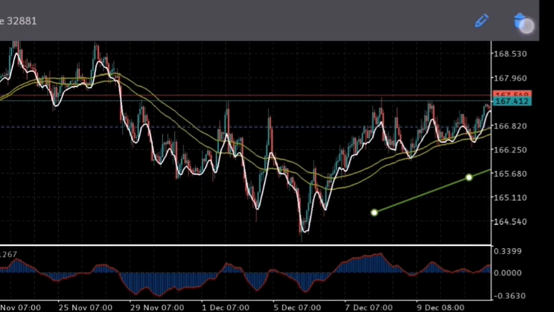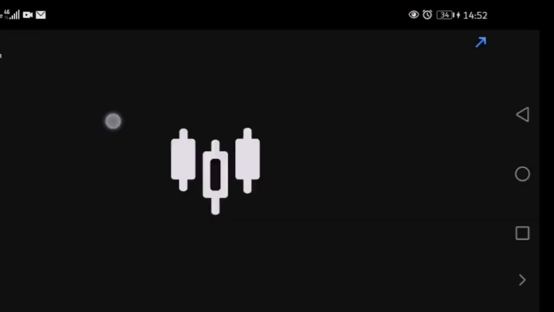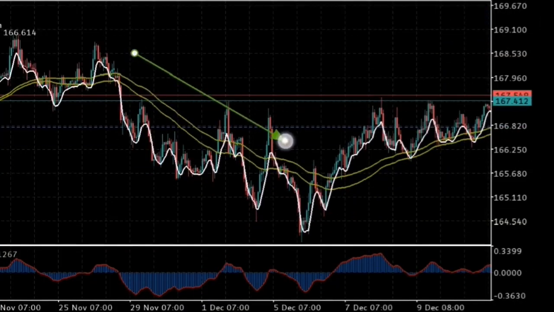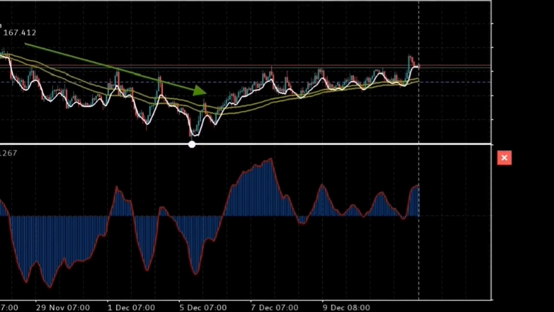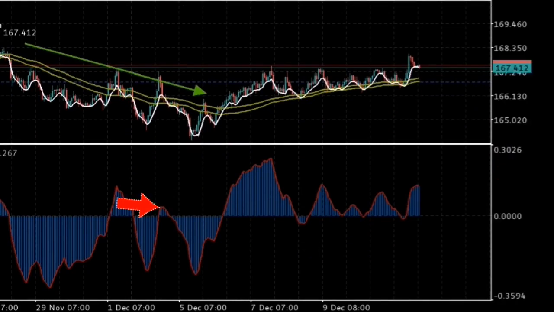Now for the sell entry, the first thing you have to identify is that price is somewhat on a downtrend. And once you have noted that price is on a downtrend, you wait for this white moving average to come above all the green moving averages. And then once price is above the moving averages, you also wait for the graph on the MACD to come on the upper side of the zero level line.